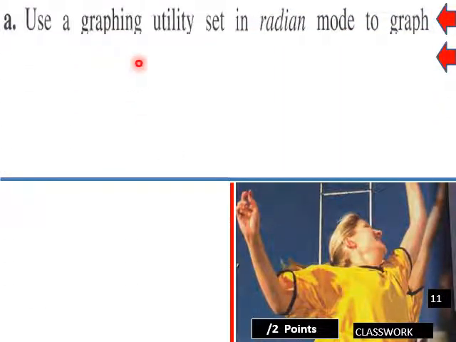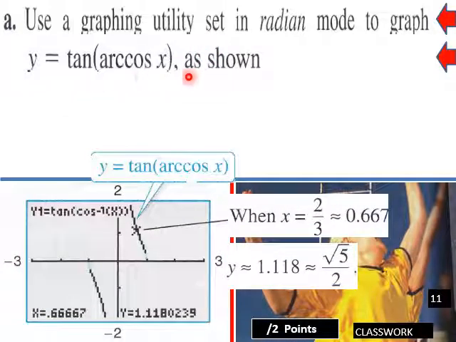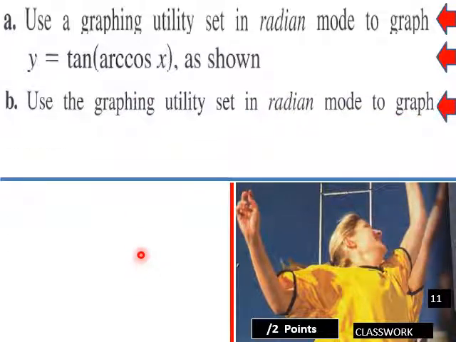Use a graphing calculator set in radian mode to graph y equals tan of cosine x, as shown. So here would be your graph of that. When x equals 2/3, which is right here, you can use trace and type in a value once you're in trace. When x equals 2/3, which equals 0.667, y would equal 1.118, or the square root of 5 over 2. So that will be a check.